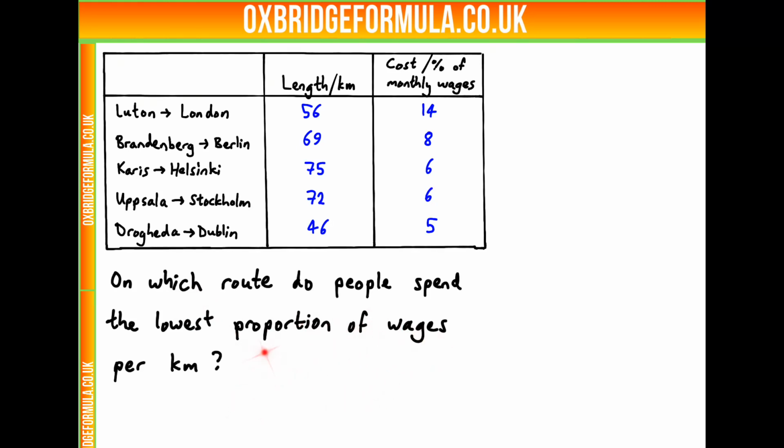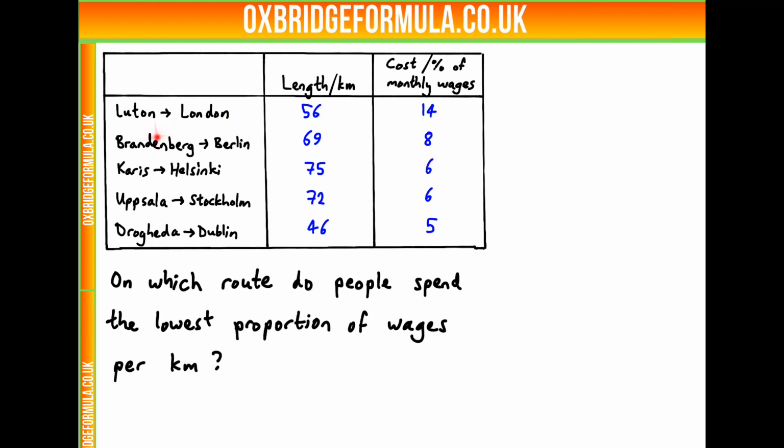And so what parameters from this table are we looking at to work out this proportion of wages per kilometre? We're going to want to look at the cost divided by the length of the route. And of course we could do this exactly and work out all the direct percentages, but this would take quite a while. Obviously this is a time pressured paper, so we want to save ourselves as much time as possible. So maybe it's best to just start by looking at the unsimplified fractions and seeing if we can eliminate any of them just by inspection.